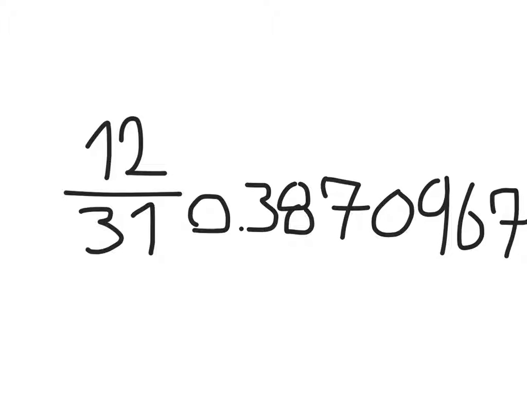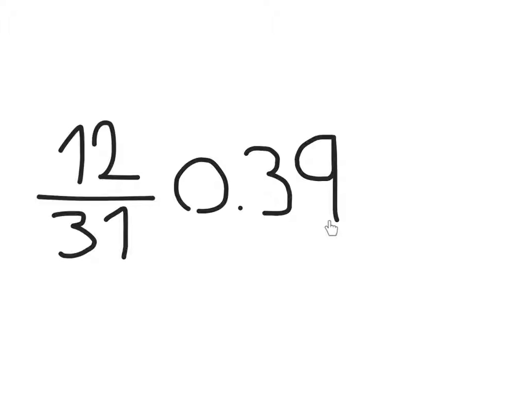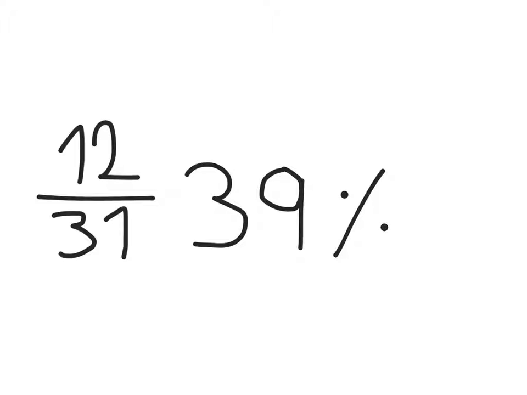So at first, you get a big ugly decimal, but there's a trick. Just look at the first 3 and round up or down. You round up because 7 is bigger than 4. Next, times it by 100. And you have 39%. Bam! That's your answer. Let's try again.